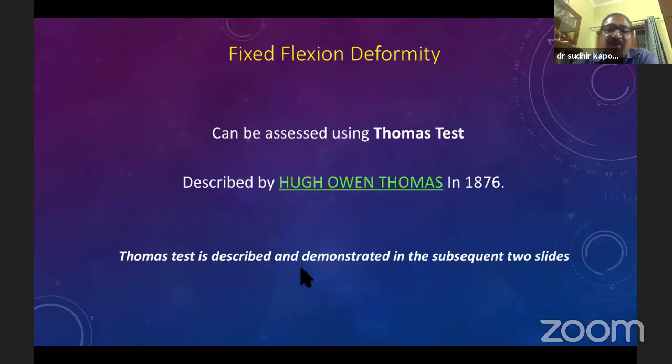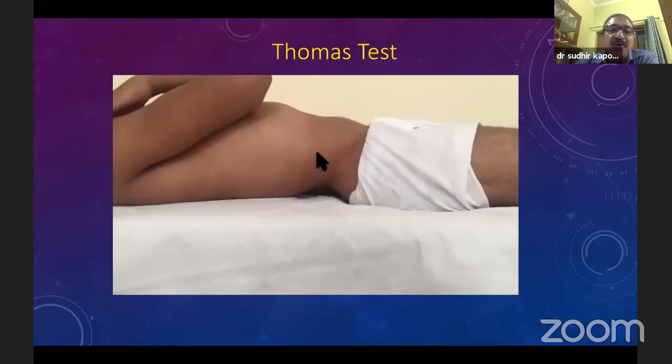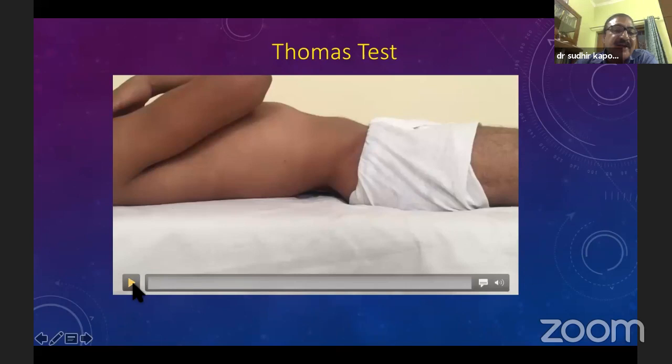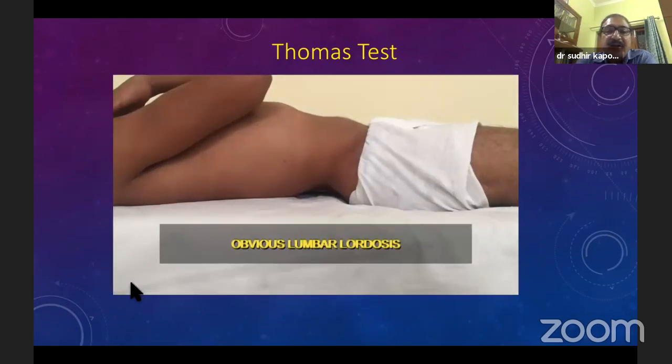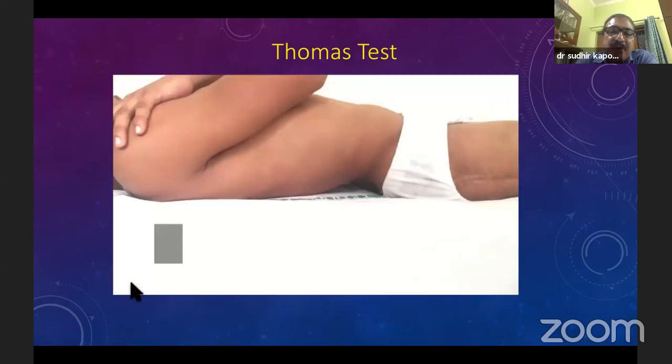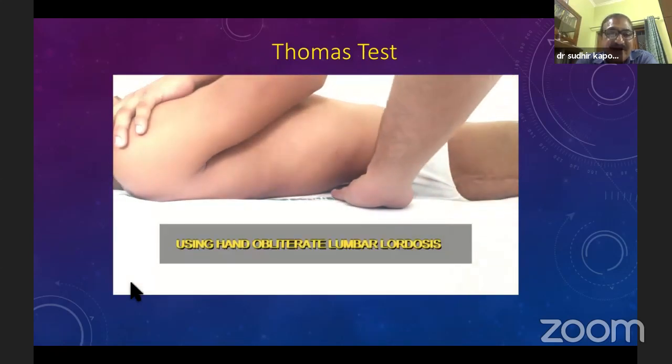Now, fixed flexion deformity can be assessed by the Thomas test. The next video will show you how to do a Thomas test correctly. The patient is lying on a hard bed with a firm mattress.